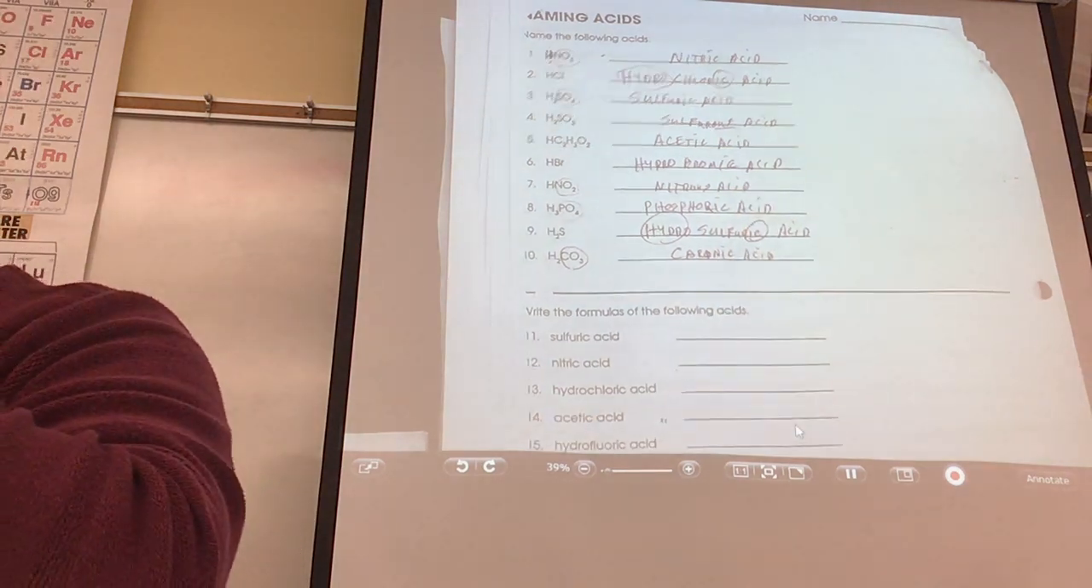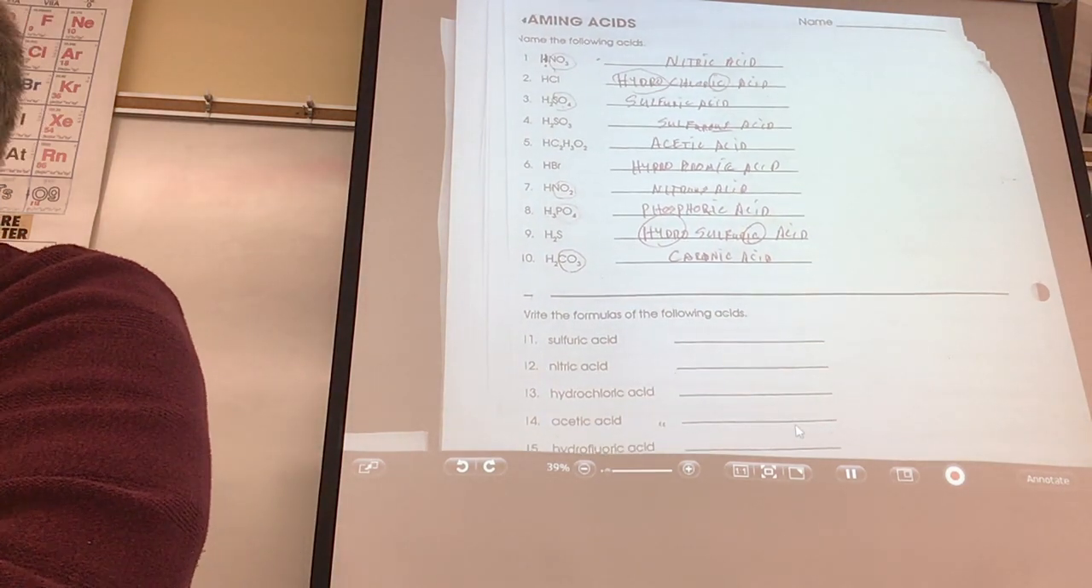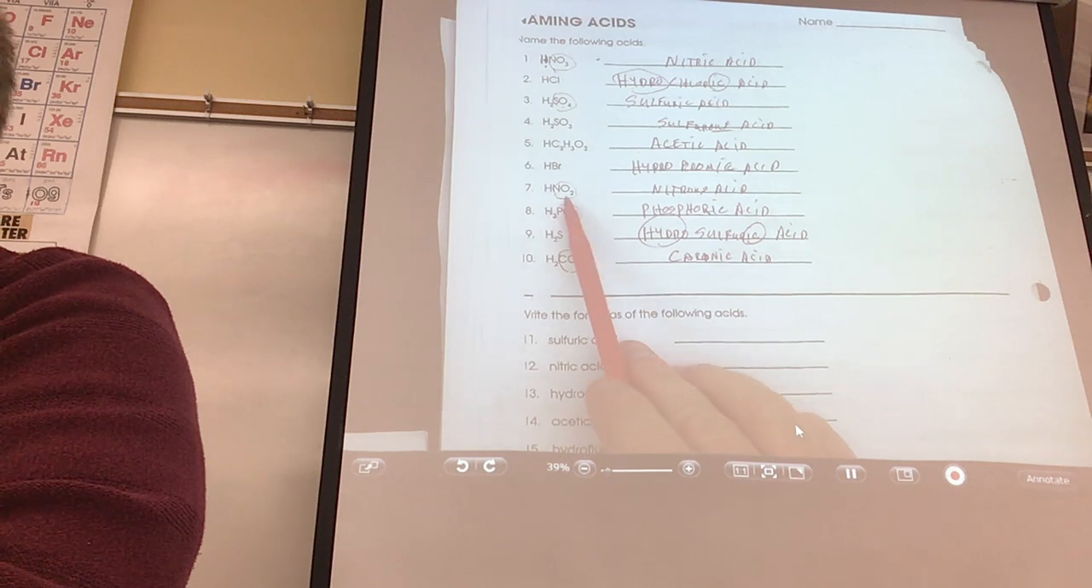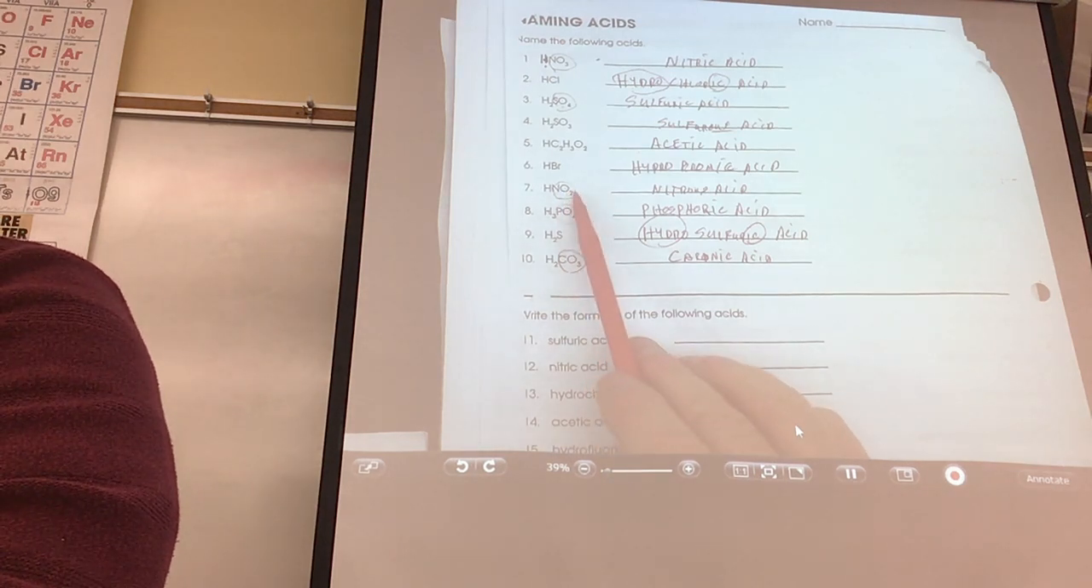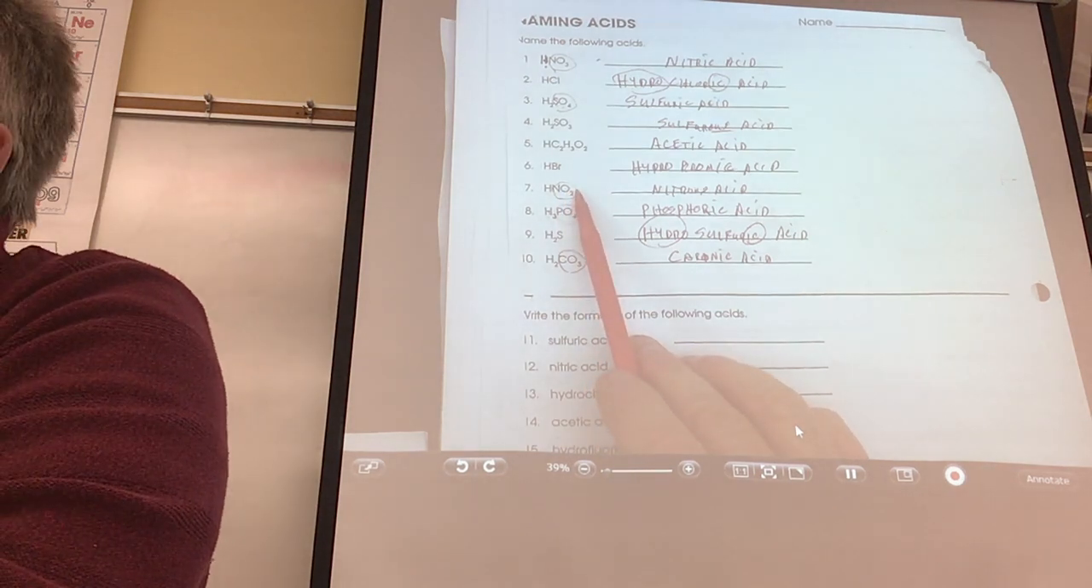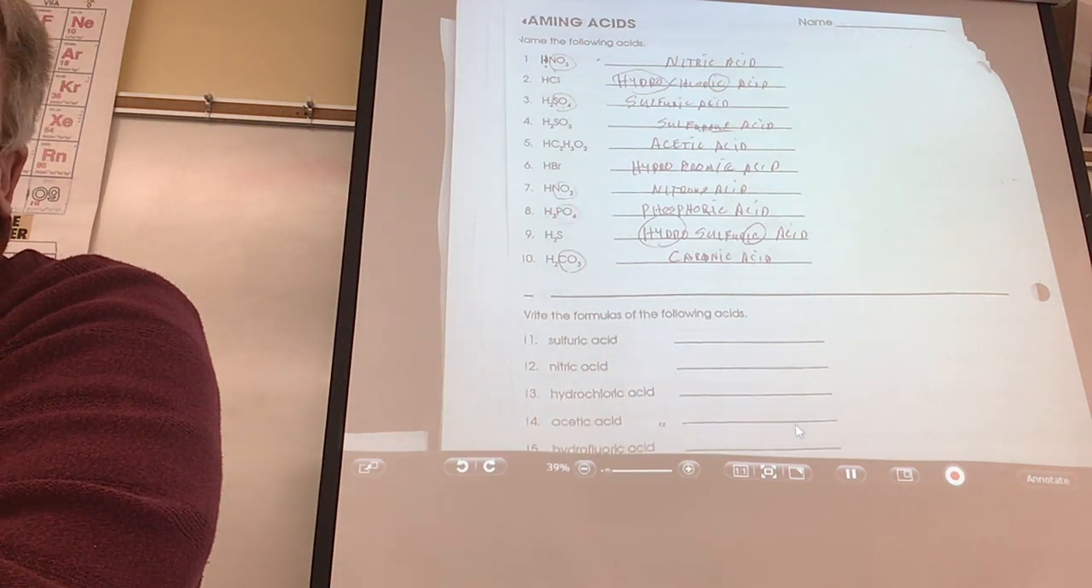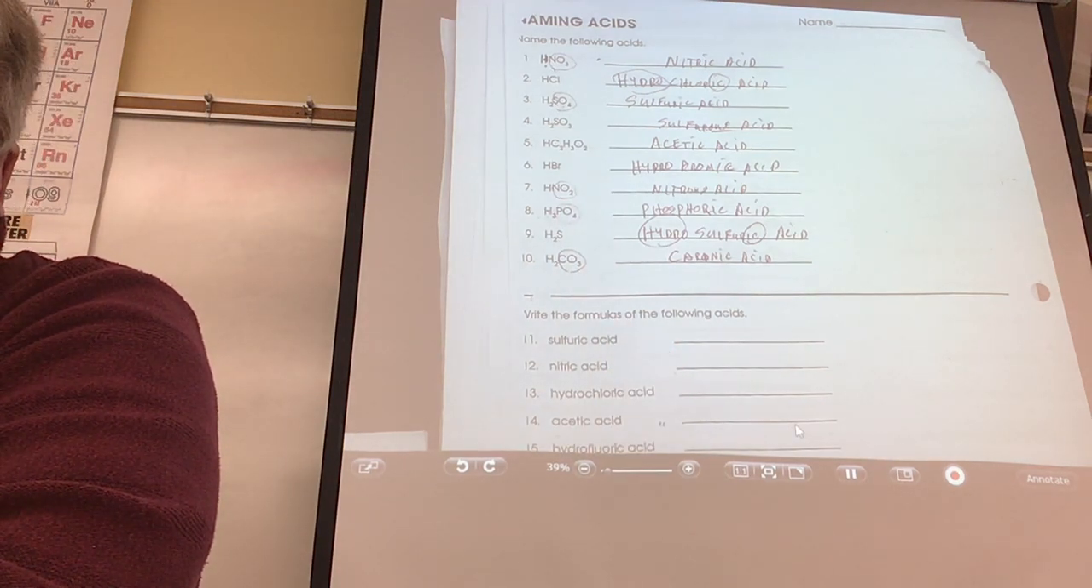Now, just like the quiz, some of you will get to be really, really good at naming it if I write the formula, isn't that right? But what are some of you weak on? Some of you are weak on when you have to write the formula. So let's try one.